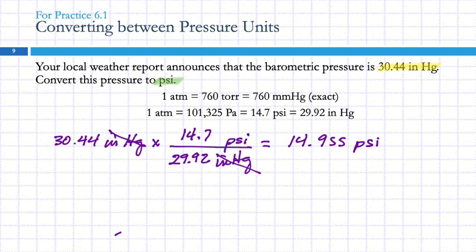The numbers that are exact for these pressure units are the 760 for torr and millimeters of mercury and the 1 for atmosphere. 14.7 is not an exact number. That only has 3 sig figs, and so that's going to limit our answer to 3 significant figures. And so that's going to round to 15.0 psi.